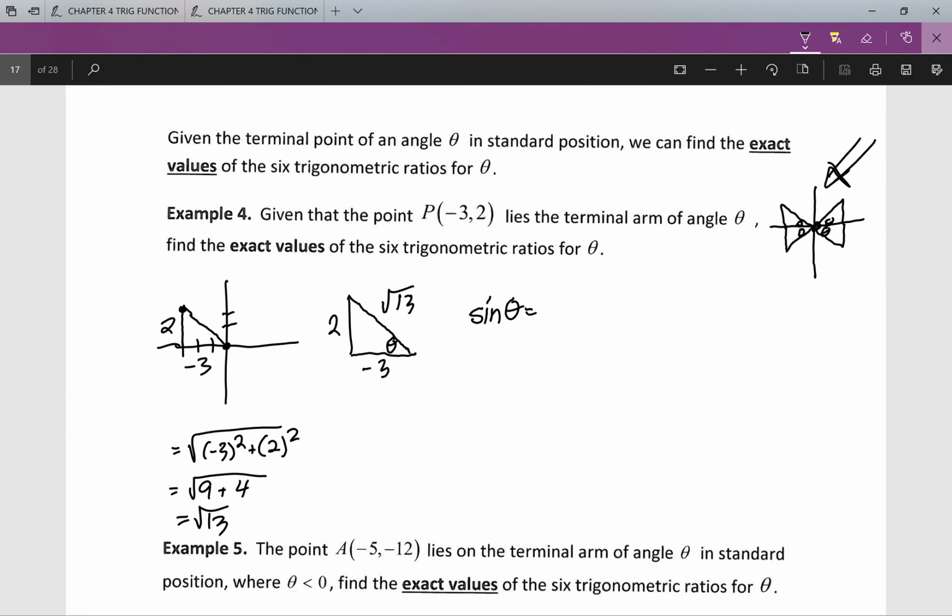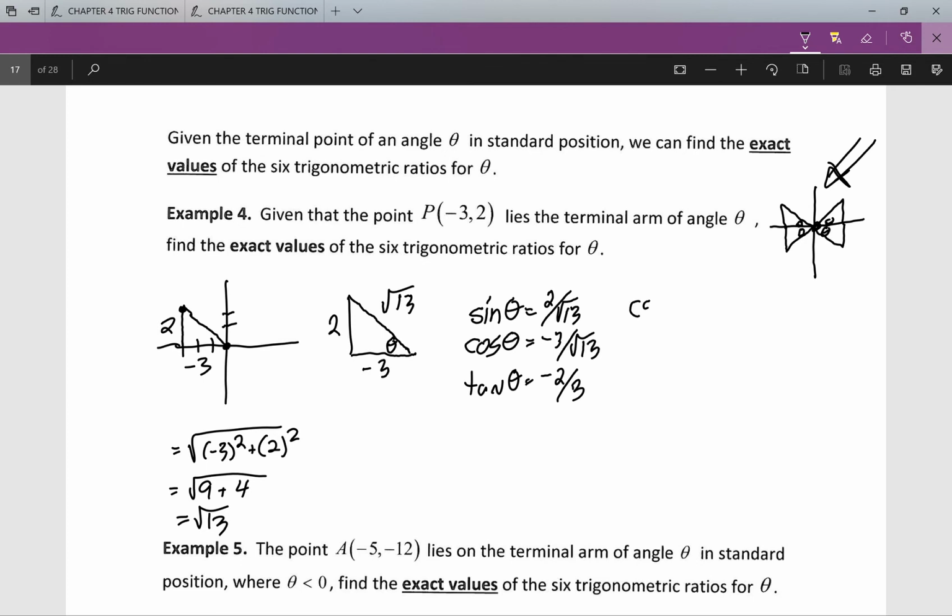Sine theta equals opposite over hypotenuse, so 2 over root 13. Cos theta equals adjacent over hypotenuse, negative 3 over root 13. Tan theta equals opposite over adjacent. Remember, we're always going to move the negative to the top, so I get negative 2 over 3.